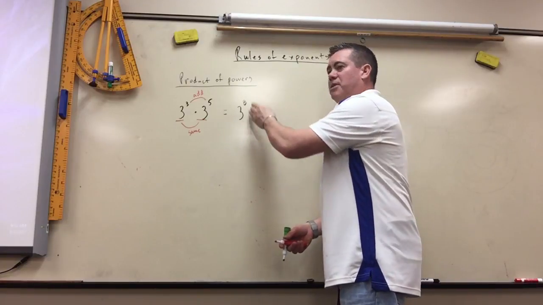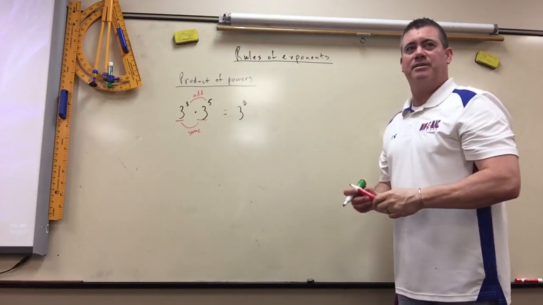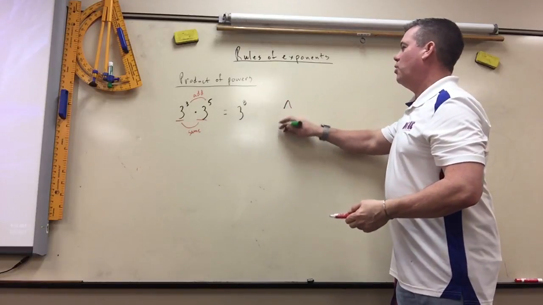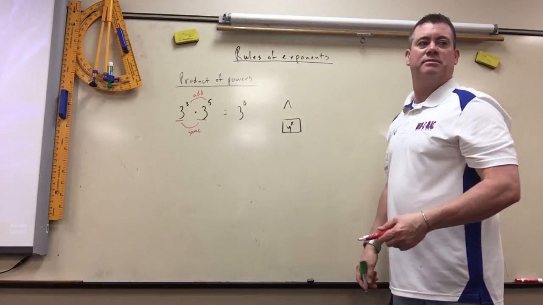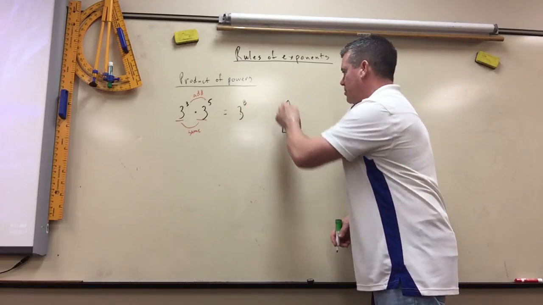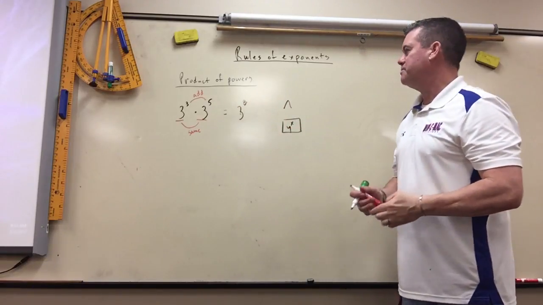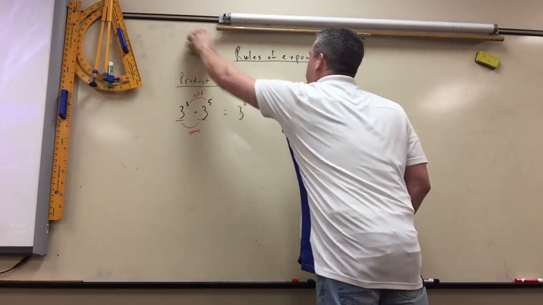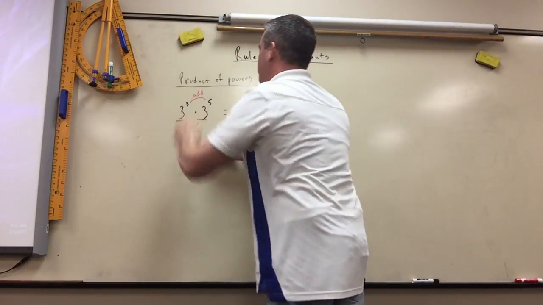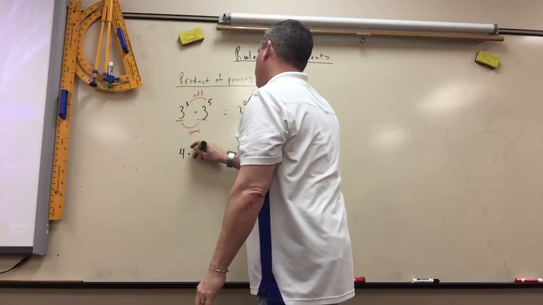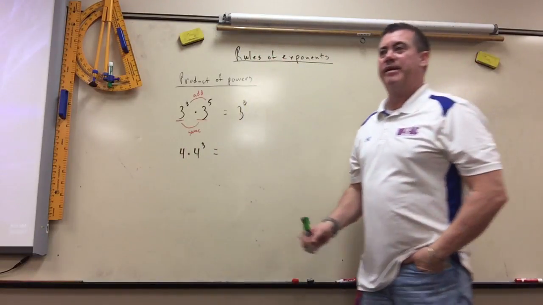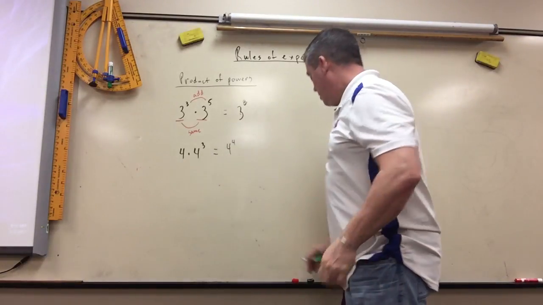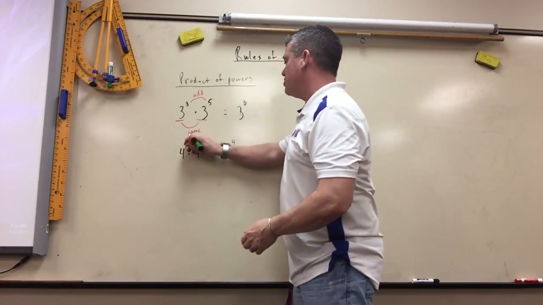If they tell you to solve it, everyone know how to use these on a calculator? The caret key, or on the smaller calculators, it's a y to the x key. You just put the number and then hit either key and then the exponent. Now remember, sometimes people get messed up on this. 4 times 4 to the 3rd is what? 4 to the 4th, right. Remember, if there's no number there, that means it's a 1.